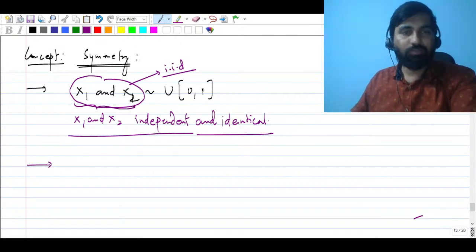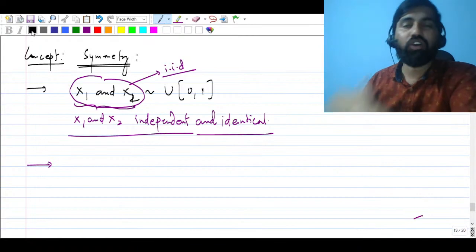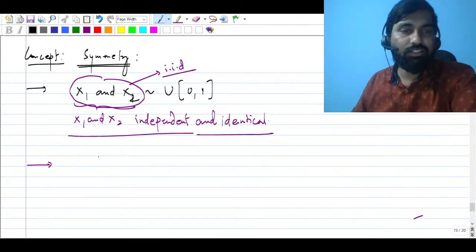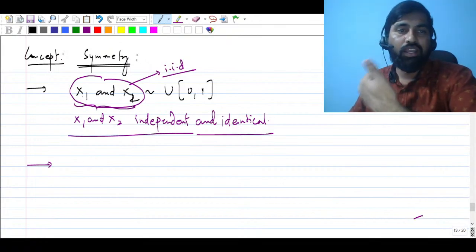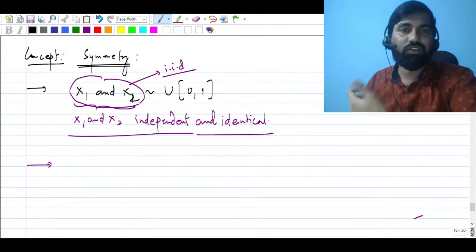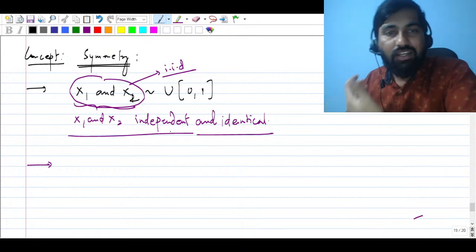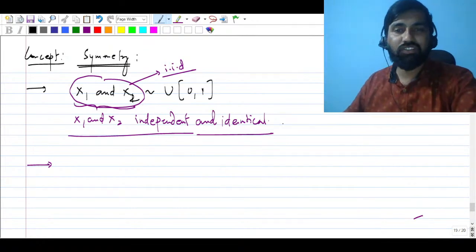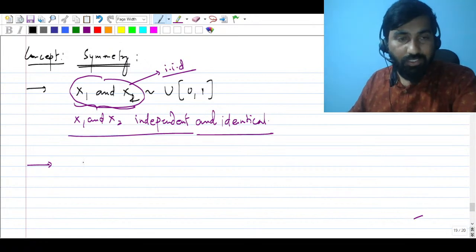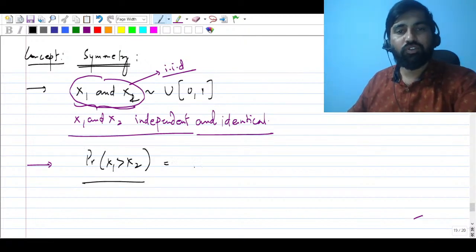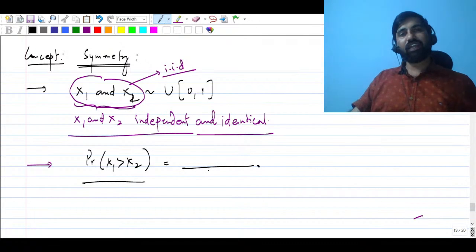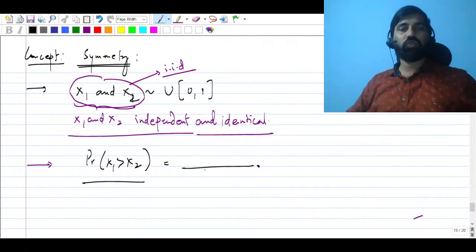From this, a question can be asked, or has already been asked in your GATE examination. What kind of question can we ask if x1 and x2 are an IID process, that is, independent and identical distribution is given? The question can be: what is the probability that x1 is greater than x2? In this case you can use the symmetric concept.